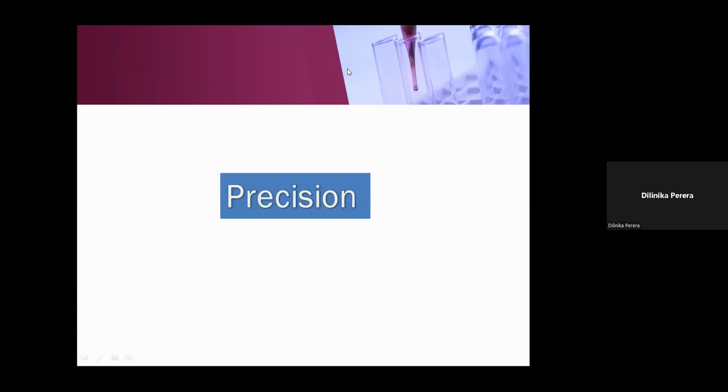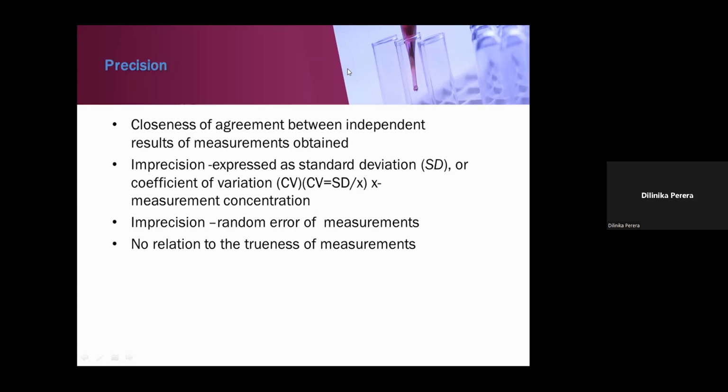Precision is the next specification. Precision is the closeness of agreement between independent results of a measurement obtained. The error is the imprecision. It is expressed as standard deviation or coefficient of variation, known as CV. Imprecision is a random error of measurements, and it has no relation to the trueness of the measurement.